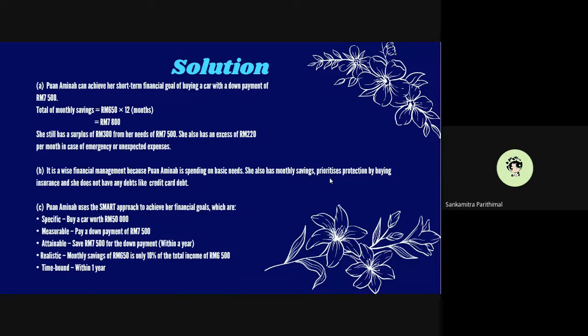Specific. Puan Aminah plans to buy a car worth 50,000 ringgit within a year. Measurable. She plans to pay a down payment of 7,500 with her savings money. Attainable. She saves 7,500 for the down payment within a year. Realistic. Monthly savings of 650 ringgit is only 10% of the total income of 6,500 ringgit. Time-bound is within a year.